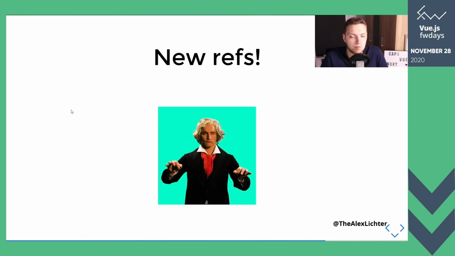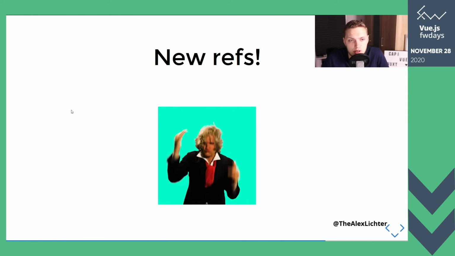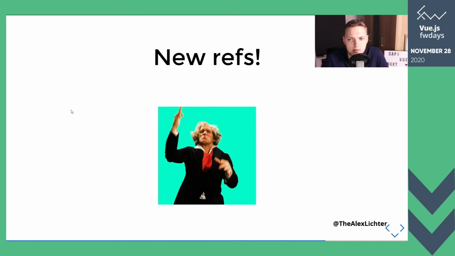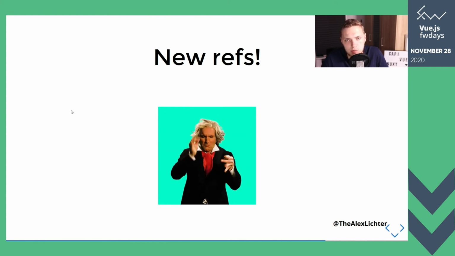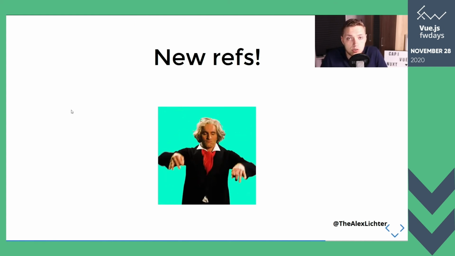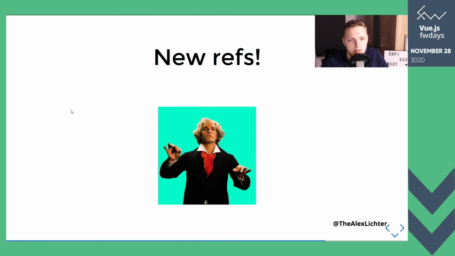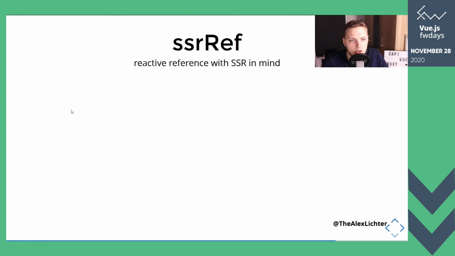So before wrapping up and talking also about the gotchas, I want to introduce a new kind of ref. This is more or less a low-level block, so you might not need it at all in your composition API or your own composables, but it's still important that you know what's going on. And the new ref is an SSR ref, which is a ref with SSR in mind. So what does it mean?